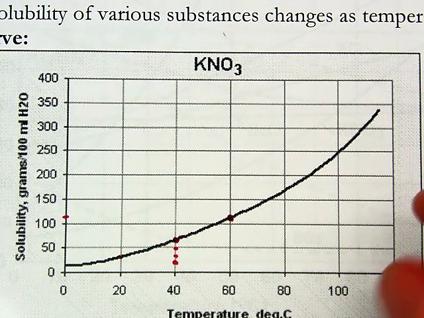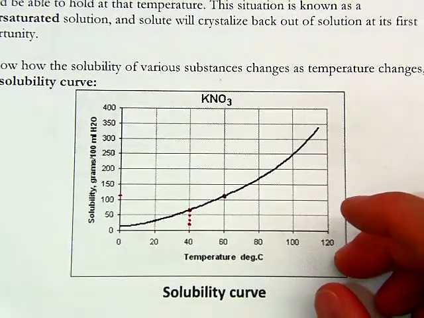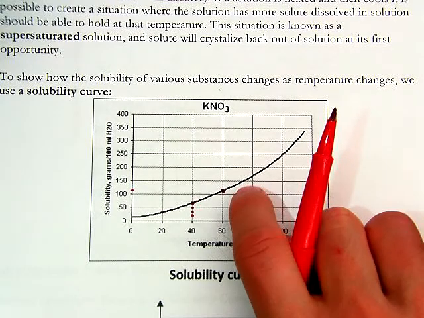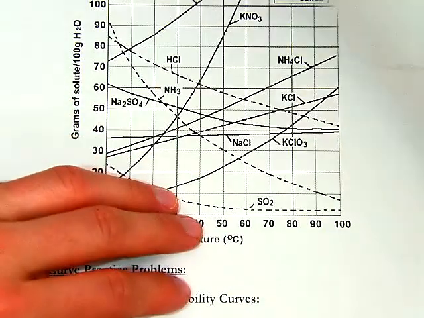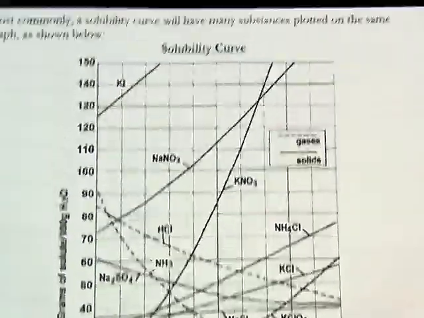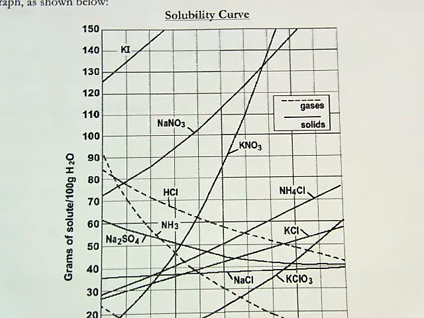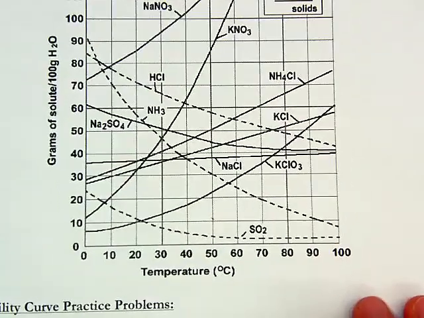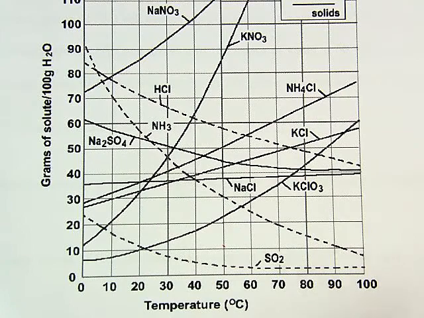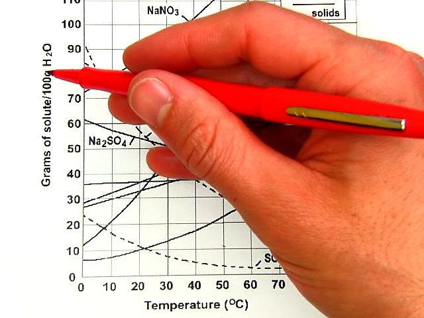Okay? So these are some different parts and some different terms related to a solubility curve. But what we're going to do now is some practice problems. And the practice problems are not just going to have one curve on it. It's going to be a graph which has a bunch of curves, right? Most commonly, you have many substances plotted on the same graph, okay? Now, we have a whole bunch of things here, but you can see it says temperature on one axis and grams of solute per 100 grams of water.